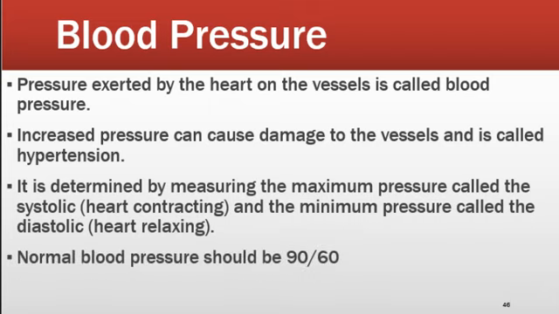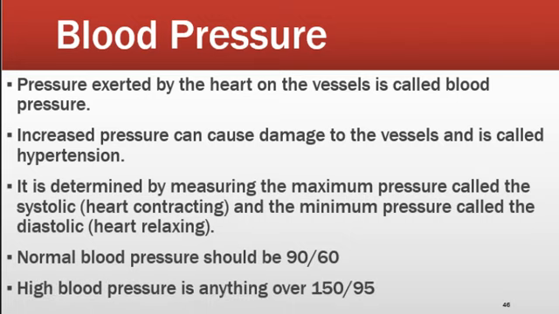Normal blood pressure should be about 90/60. We'll take your blood pressure next week. I have a little cuff that you put on your wrist, and most people say the accuracy is pretty lame, it's not very great, but it will tell you if it's way high, and you might need to get checked out. High blood pressure, anything over 150 over 95. So that's the systole, that's the diastole.